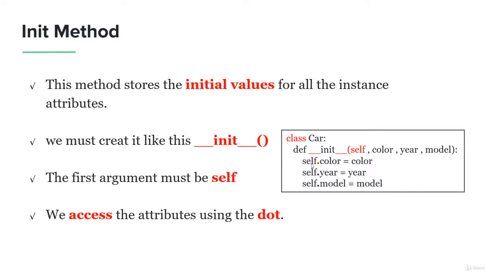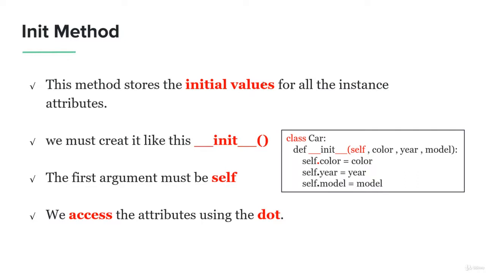And then, in order to specify the initial values for each instance that we create from this class, we use the dot operator. So as you can see, self.color. This self is referring to the current object of the car class. And then we are saying self.color equals color. So if the user specifies here that the color is red, we will assign the color red to this specific instance. And the same for the year, and the same for the model. And this will be very clear when we go to the code.